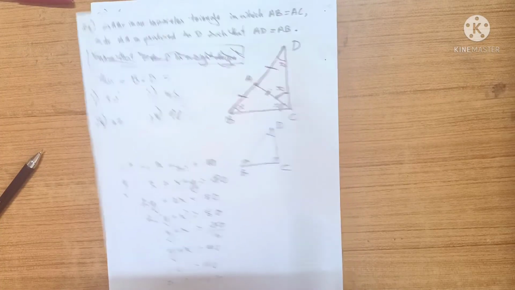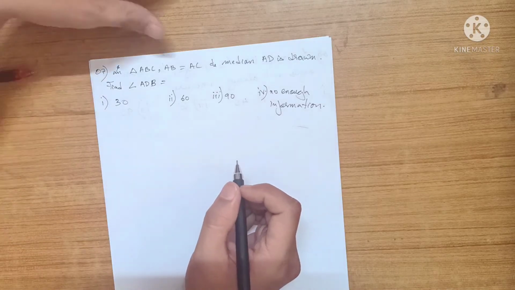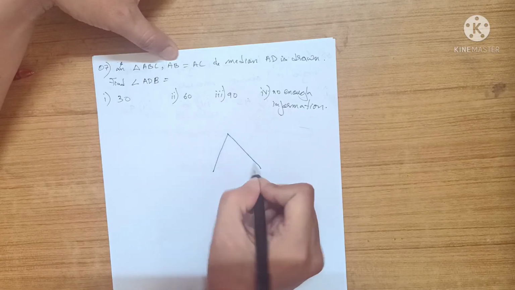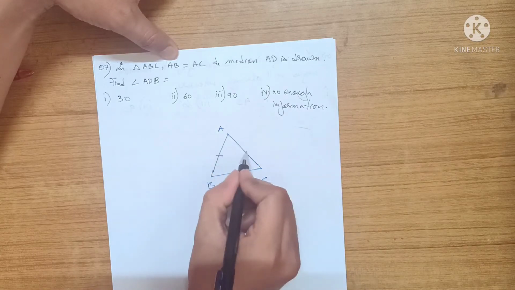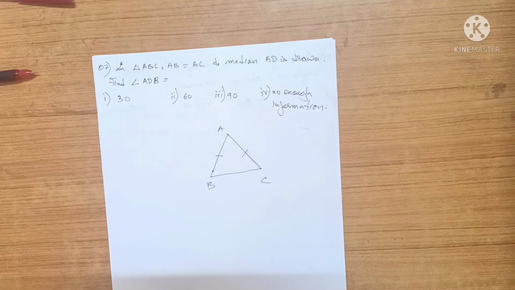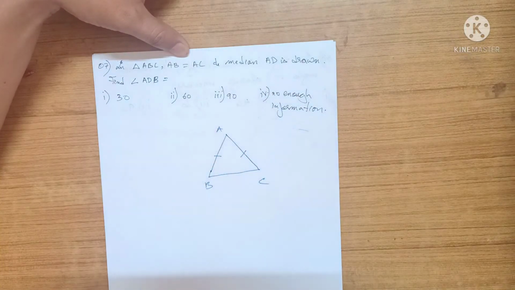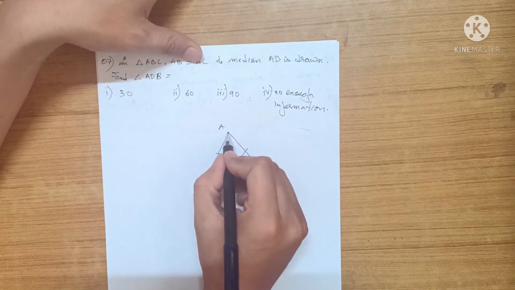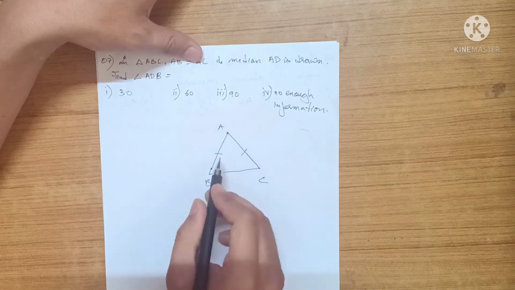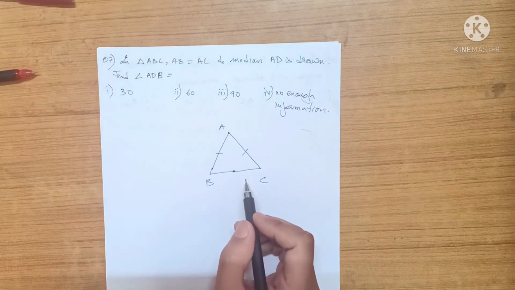Let's go to the next question. In triangle ABC, okay, let's draw ABC. AB is equal to AC, so this and this is equal. Median AD is drawn. AD is drawn, meaning median AD. So median means what? If suppose from A I draw a line and the line touches the midpoint of BC. Midpoint of BC, which means the middle point.